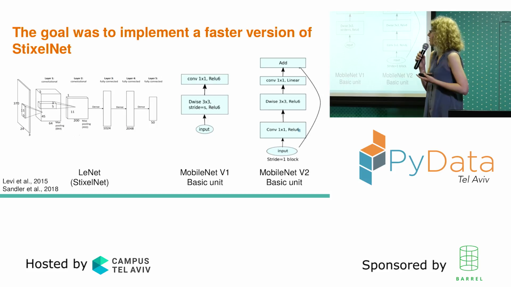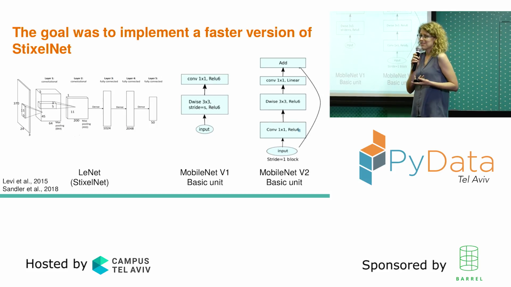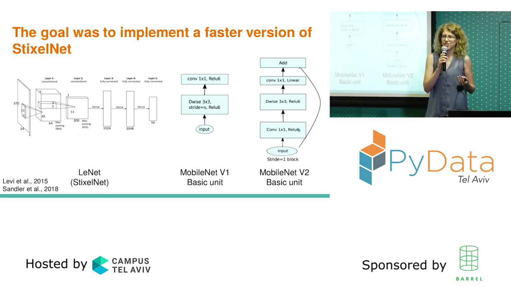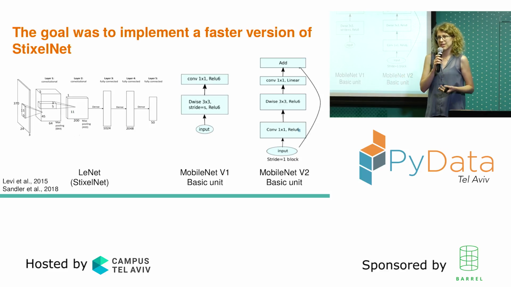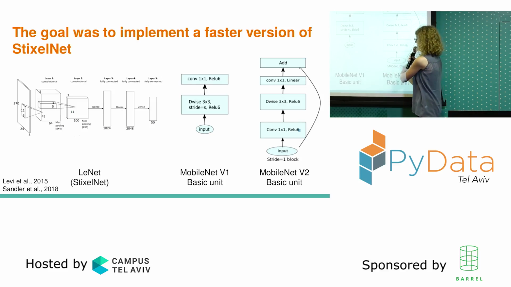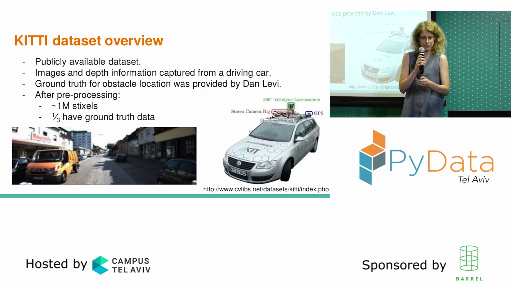So the goal of our project was to implement a faster version of StixelNet. And why is that? Because the original architecture had 2 convolution layers and then 3 fully connected layers. The fully connected layers require a lot of parameters, and they take a lot of computational time. So what we did was implement 2 architectures, MobileNet v1 and MobileNet v2. Both of those architectures are very fast. They're fully convolutional, they're known to be a light version, and they still get good results.